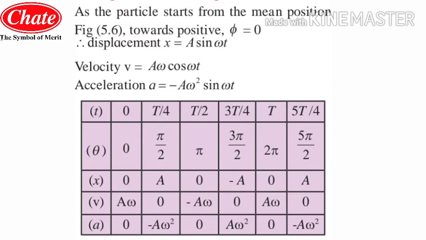Thus likewise we have to put the values in that equation of velocity, which is v equal to a omega cos omega t. Then we will get the respective values. Same for the acceleration, we will put the values and we will obtain the chart. This is the chart we have obtained by putting the values. Now we will see the next part of this chapter.